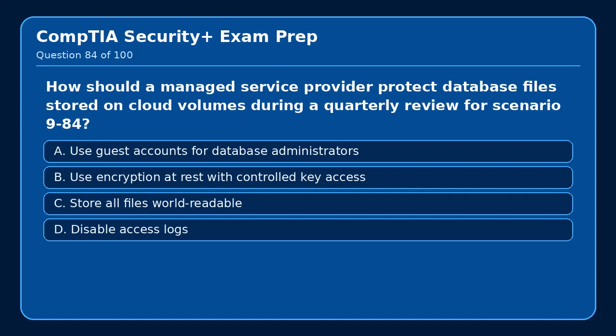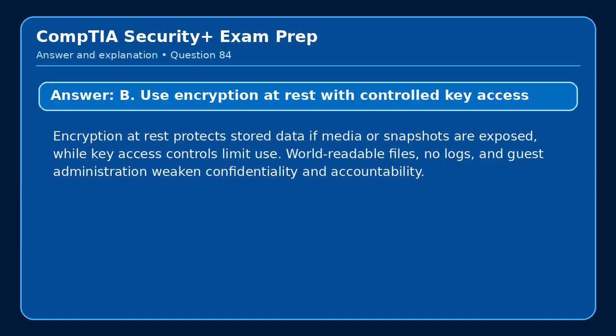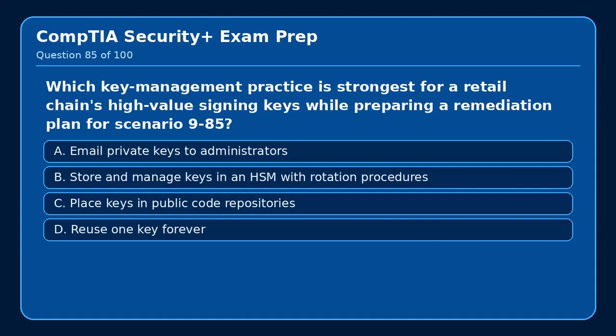Question 87. Which document should a research lab maintain to track identified risks, owners, likelihood, impact, and treatment plans during a pilot deployment for scenario 9-87? A. Risk register. B. Wallpaper policy. C. Cable crimper. D. DHCP lease file only. Take a moment to choose your answer. The answer is A. Risk register. A risk register documents risk details and supports ongoing management and accountability. Hardware tools, lease files, and cosmetic policies do not track organizational risk treatment.